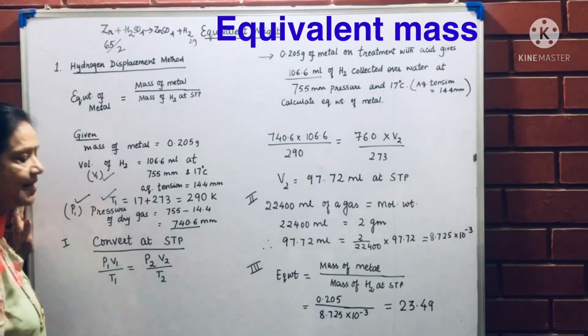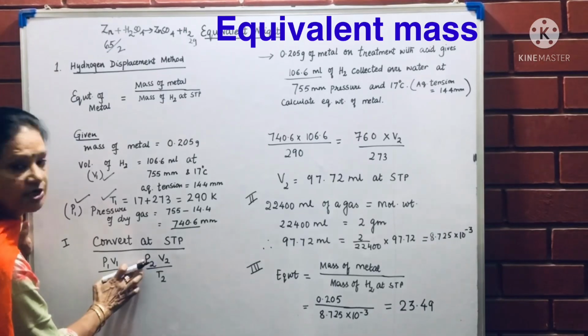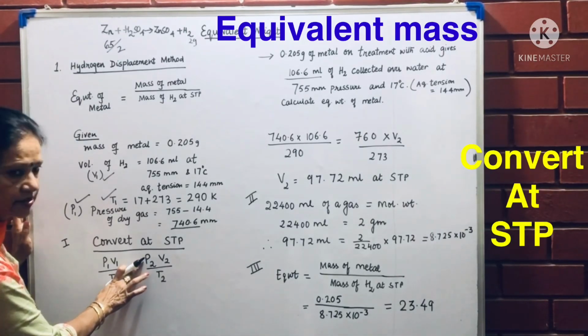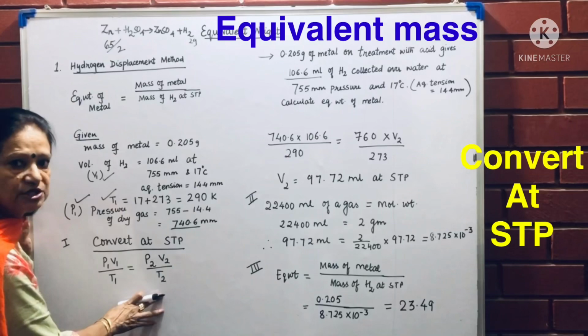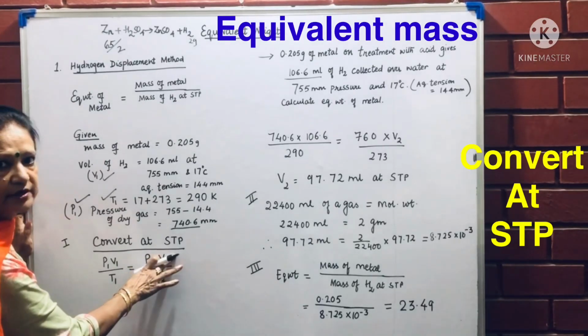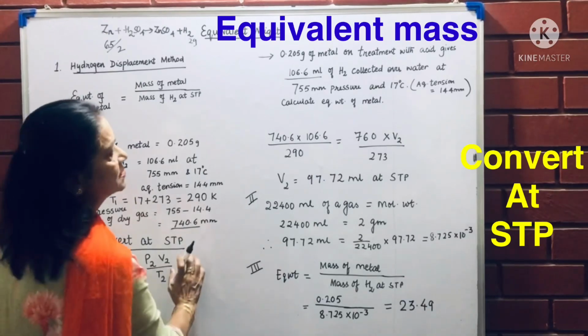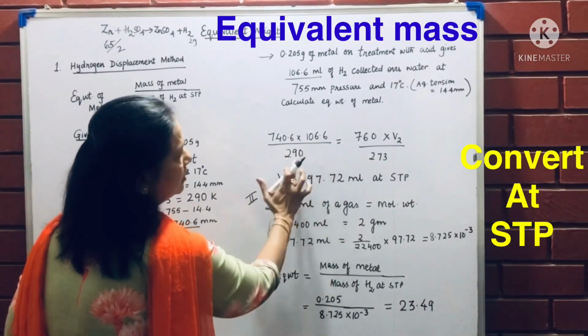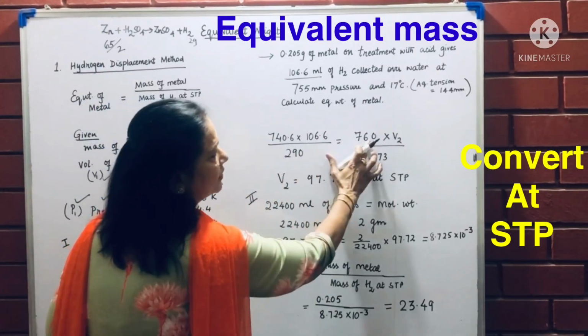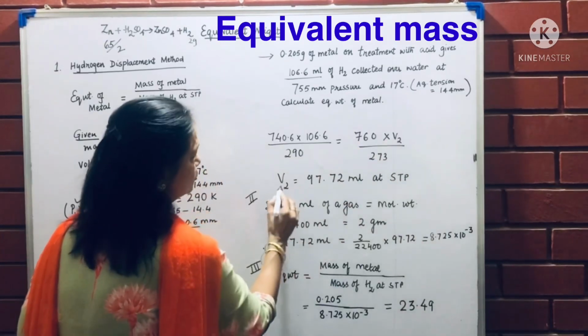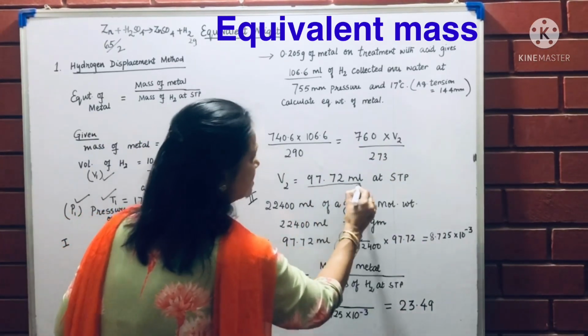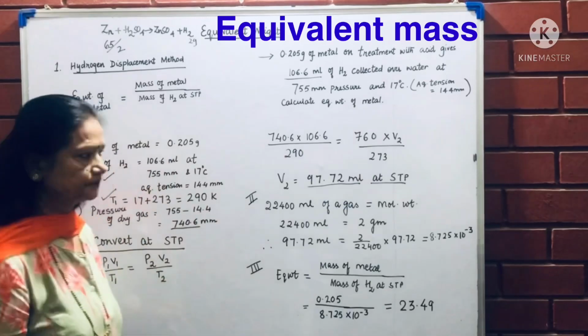Since it is going to be at STP, that means P2 is 760, standard pressure, and T2 is 273, standard temperature. So just substituting these values in this formula, P1 V1 upon T1 is equal to P2 V2 upon T2, my answer is coming this at STP.